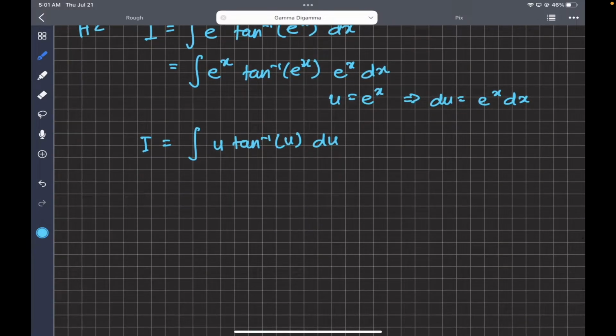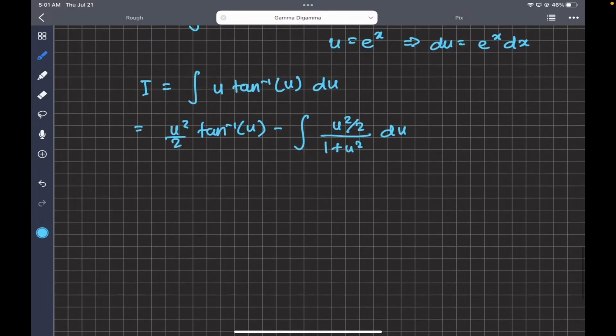Well, now the clear approach is integration by parts. So we're going to integrate the u while we differentiate the inverse tangent. u squared over 2 inverse tangent of u minus the integral of u squared over 2 over, now we differentiate, we get 1 plus u squared du. So we can sort of factor this out, add a 1, subtract a 1.